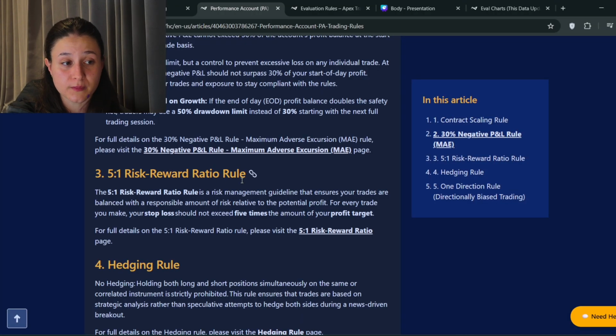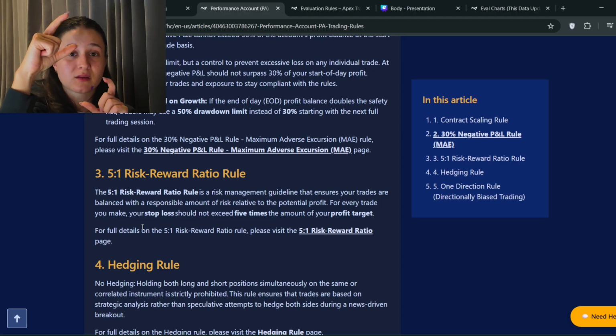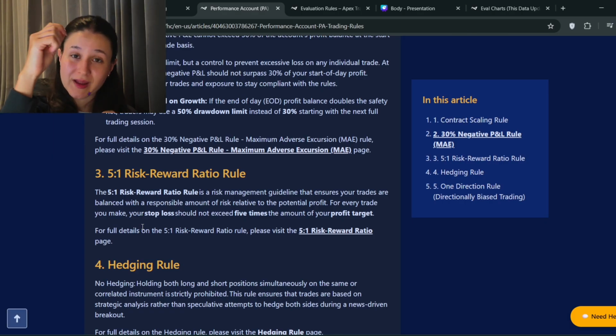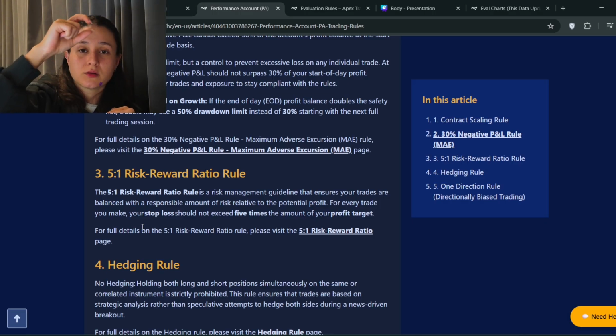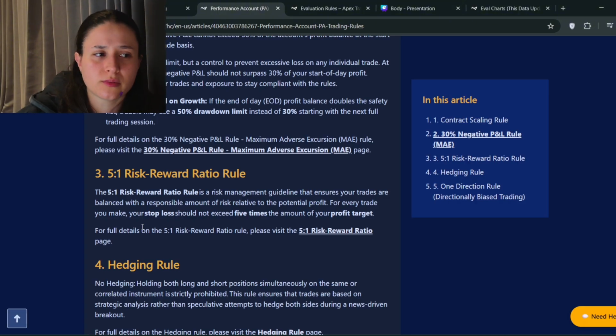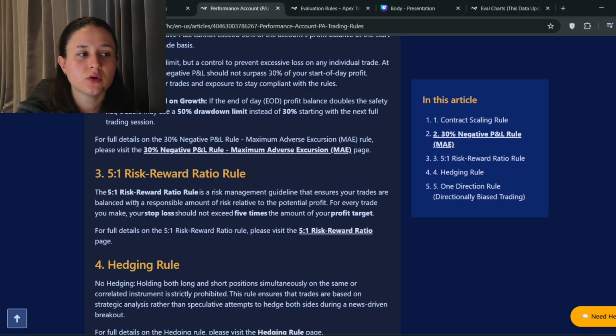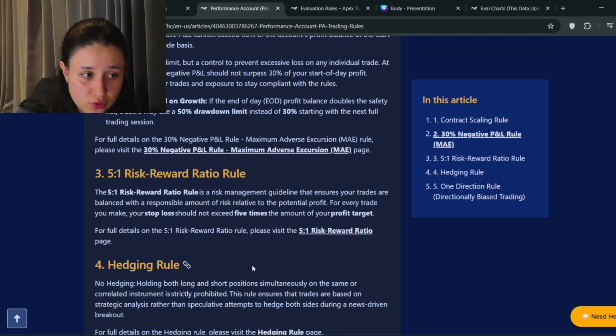5-to-1 risk ratio rule. This is very simple. You cannot put your take profit at 1 and your stop loss at -5. This is what 5-to-1 risk reward is. You cannot risk 5 and make 1. So it's very simple. You cannot have the red from here to here and then the green one.